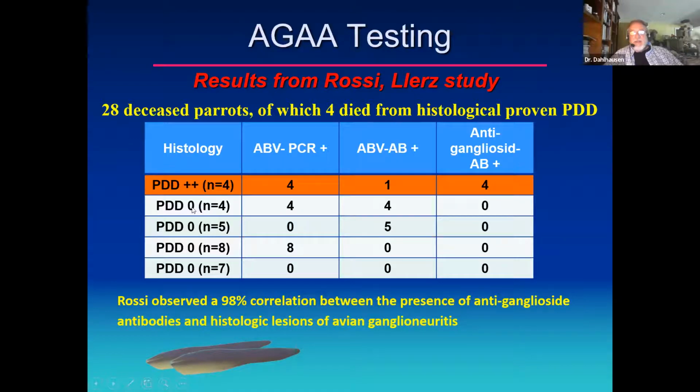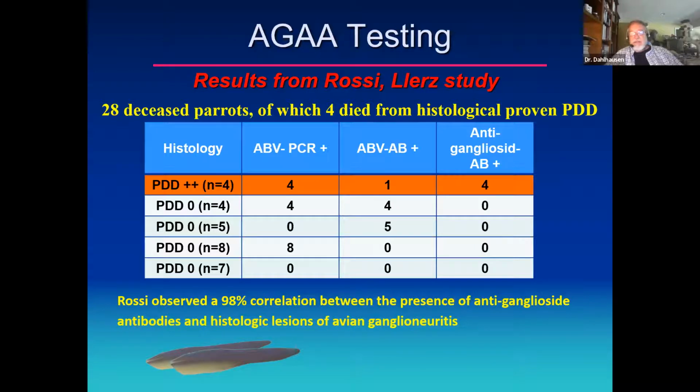And then you go down the list here, the negative birds, the birds that had no histopath lesions, 4 of those birds were positive on PCR. 4 of them were positive for ABV antibody, but none of them had an anti-ganglioside antibody positive. They also had a group of 5 birds that were negative on PCR, but positive on ABV antibody, but none of them had positive avian ganglioside antibody. They had a group of birds with no histopathology, but 8 of these birds were positive on PCR. They had no antibody, and were negative also on the AGAA. And they had 7 birds that were 0 on all of these. So the bottom line is Rossi observed 98% correlation between the presence of AGAA antibodies and the lesions of ganglioneuritis.